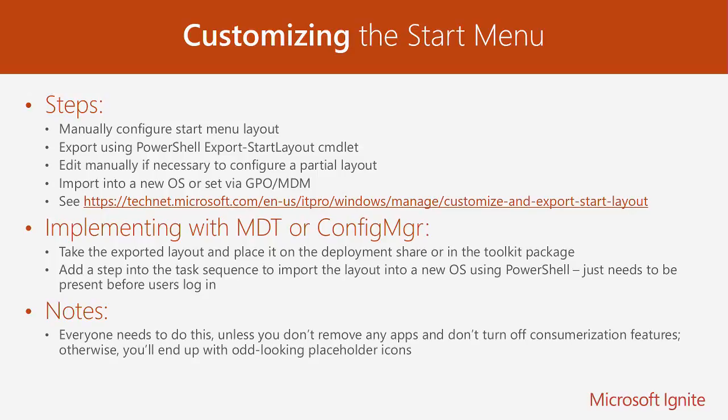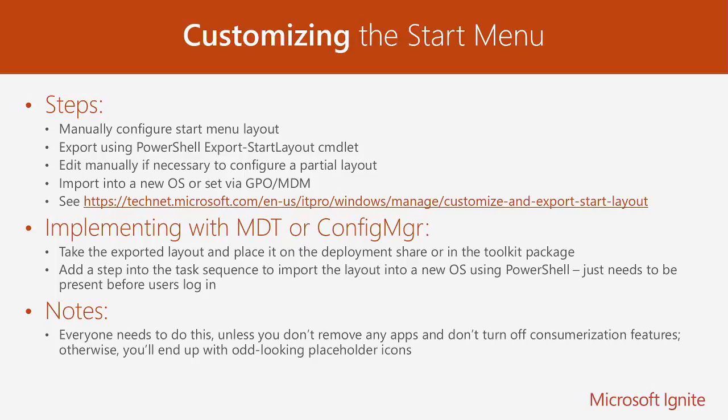Now you can turn those off. There is a policy in Windows 10 called the Turn Off Consumerization Features policy. That's supported on Windows 10 Enterprise and Education. If you set that policy, then it's not going to download any of those, but those placeholder tiles will still be there. So regardless of whether you're going to set that policy or not, you want to get rid of those placeholders so you don't have these weird-looking empty tiles in the start menu.